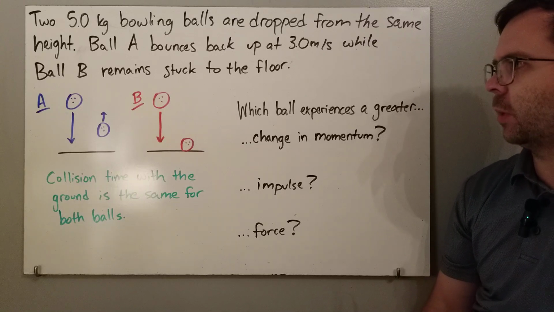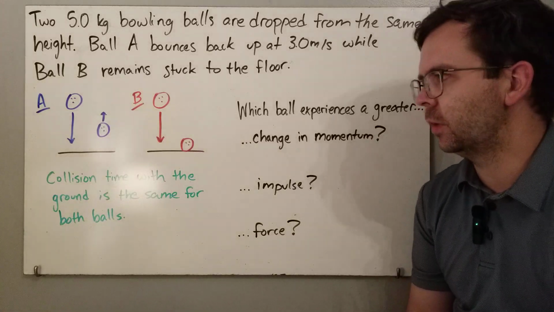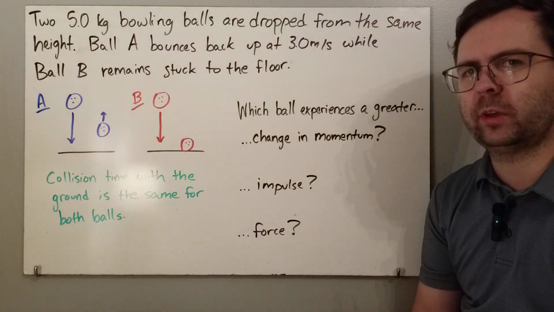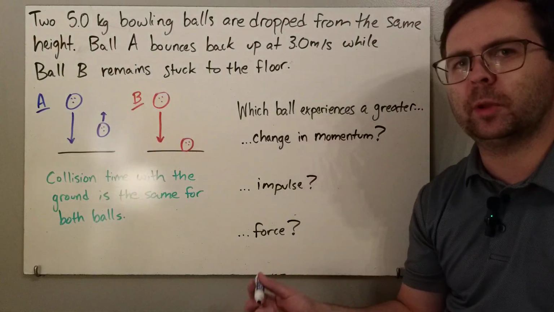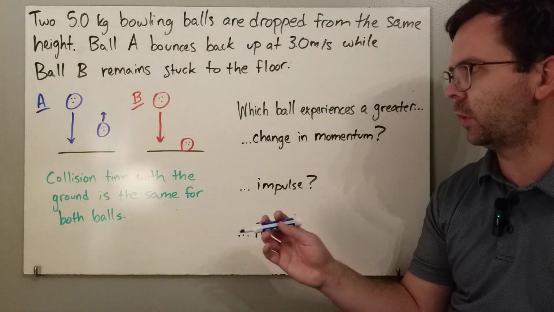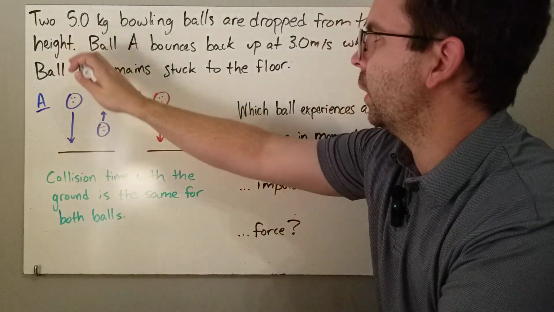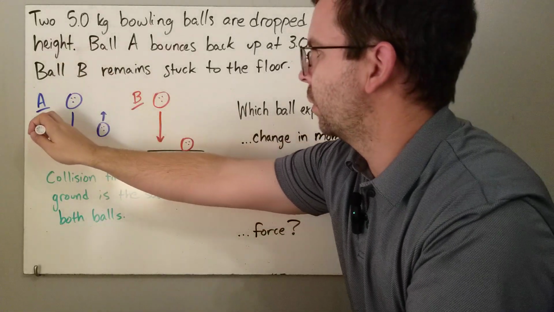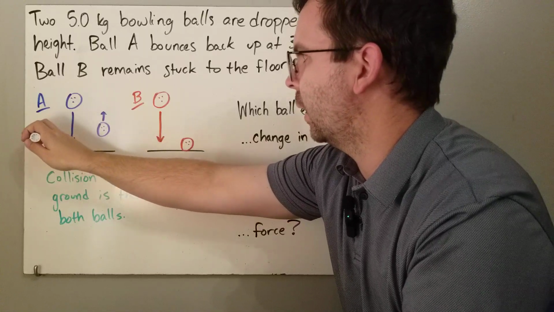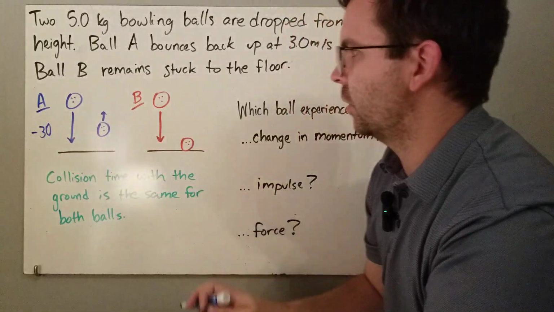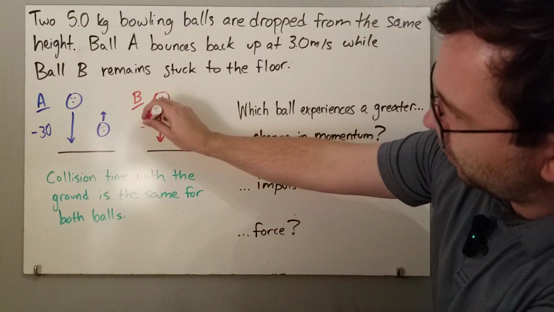So at first glance, you might be misled here. Whenever an object bounces, it's actually experiencing a greater change. If you think about it like this, if you want to add some numbers here just to make it a little bit more clear, let's say that the momentum of this ball going down is 30 kilogram meters per second going down. So I'm going to say a negative because it's going downward. They both are negative 30 going down.